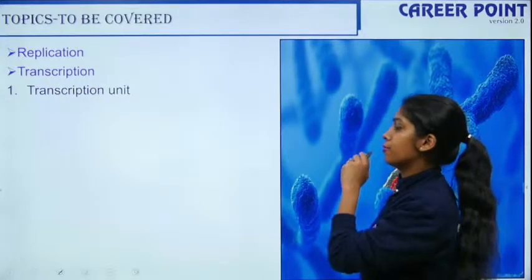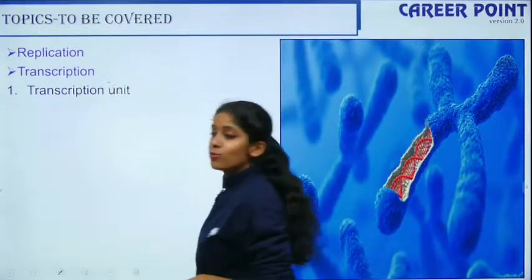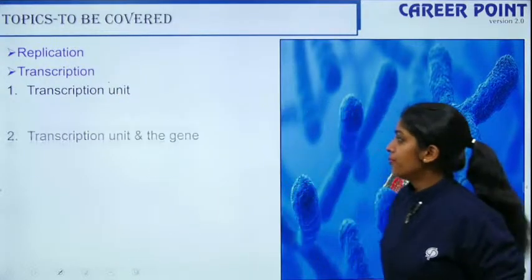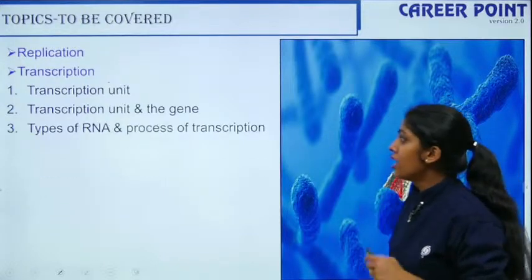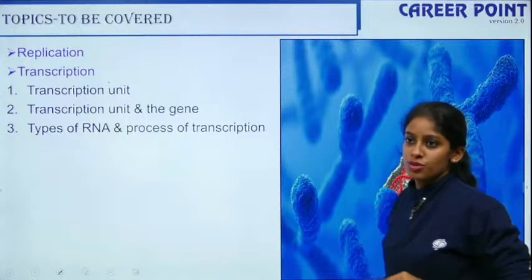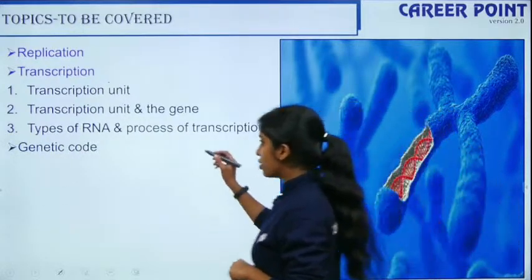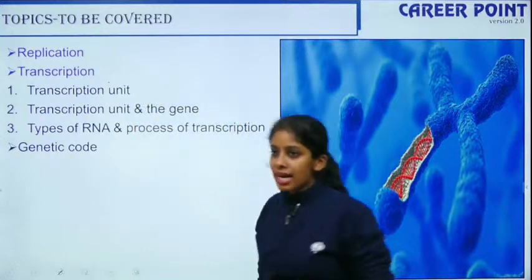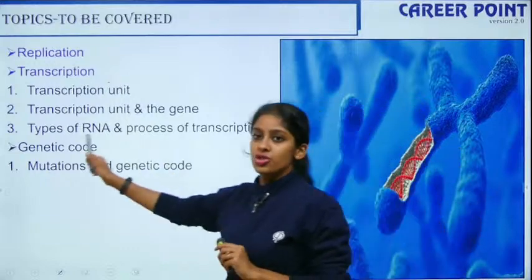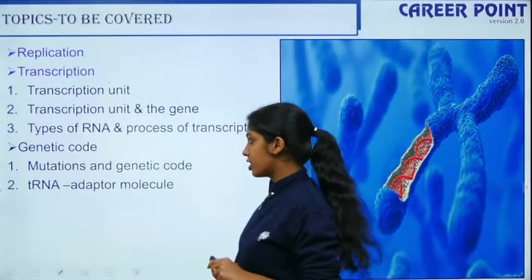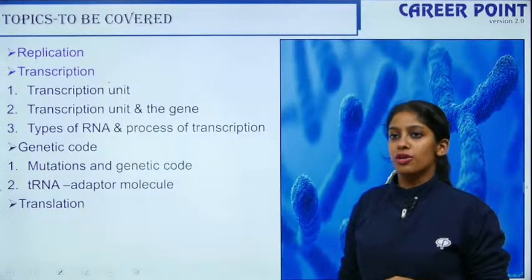Now we'll talk about the process of transcription. Before we talk about the actual process of transcription, we should know what is a transcription unit, what comprises a unit. Then we'll talk about the transcription unit and the gene, how it is related, the types of RNA and the process of transcription. Today we'll try to finish off the process of transcription. Then I will start with translation, which includes your genetic code, mutation, tRNA, and finally the actual process of translation.